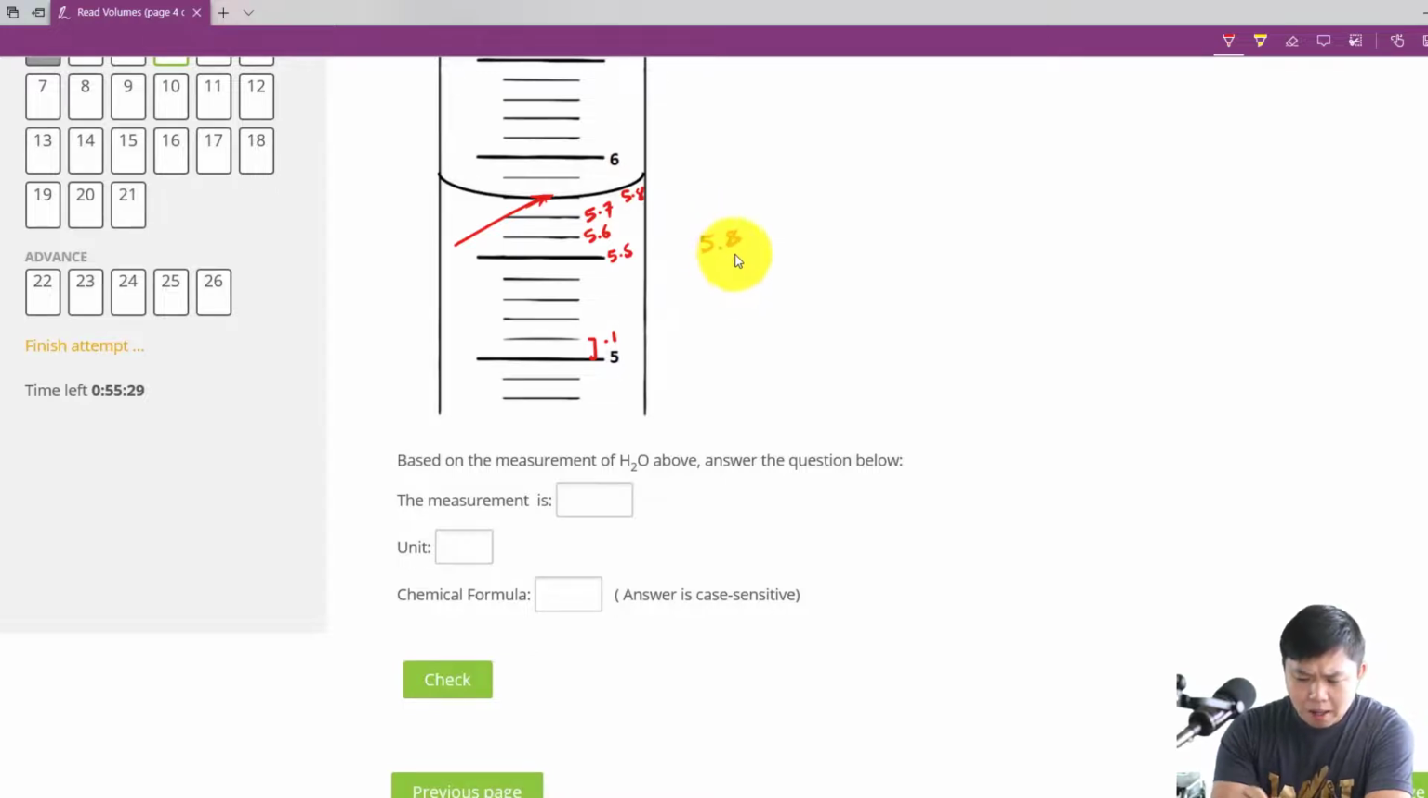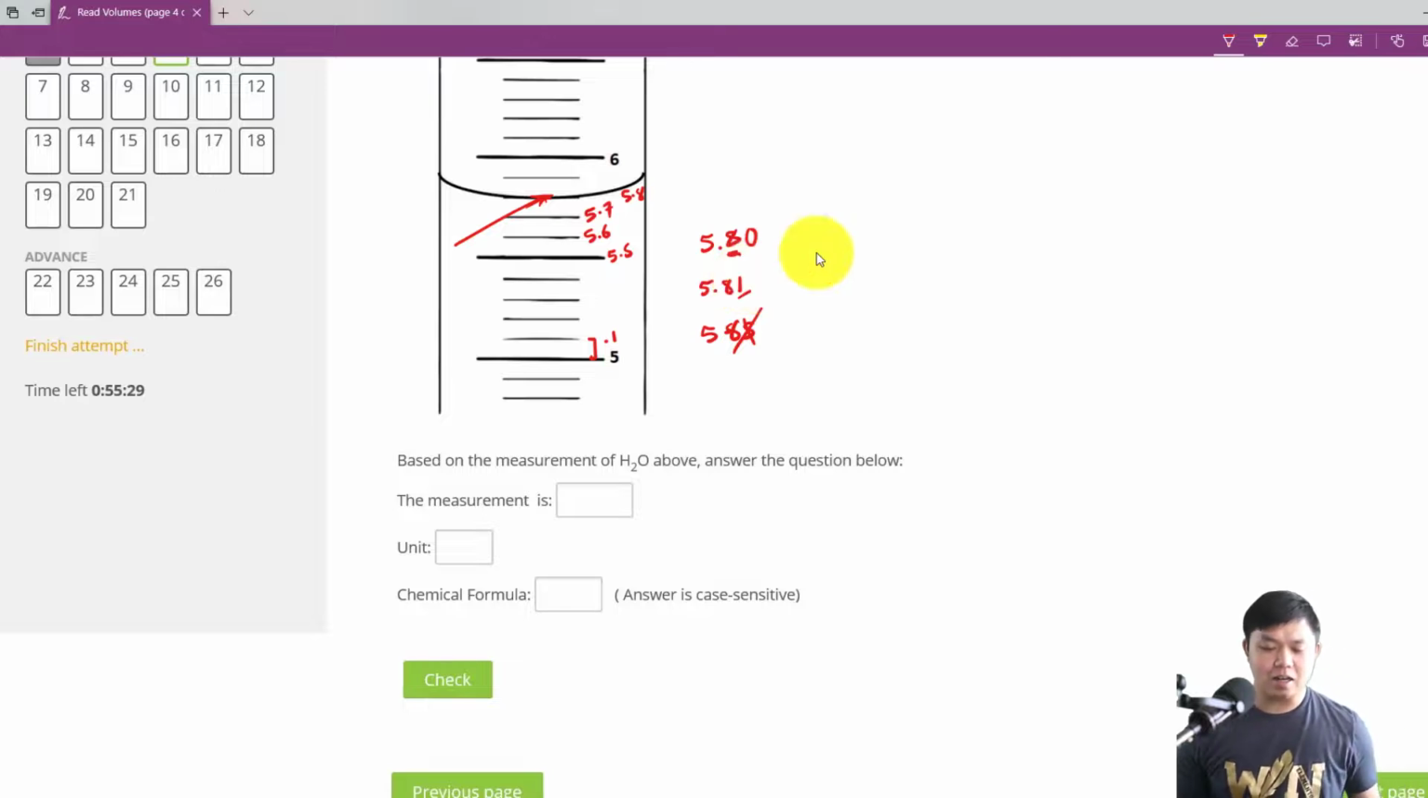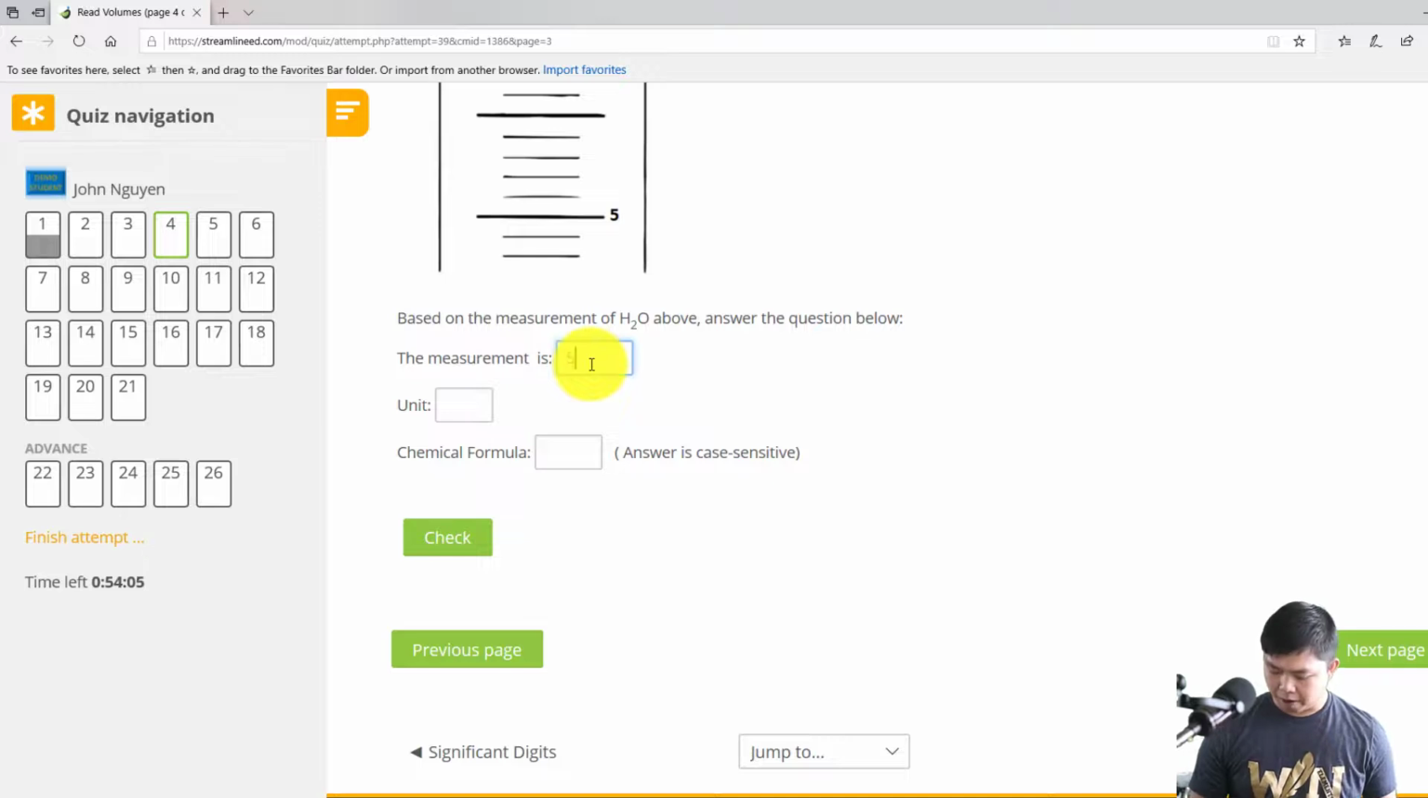So we're going to have 5.8. But wait a minute. This is not estimated. So we need to move on to the next one, which needs to be estimated. So the next one is what? 5.80. It could be 5.81, but it cannot be 5.85. Okay, if that's the case, you need to check your vision again. Just kidding. All right. So in this case, 5.80 or 5.81, and the unit in this case is milliliter again, and the chemical is water. So let's type it in. We have 5.80 again, and then milliliter, and what's the chemical formula? H2O.